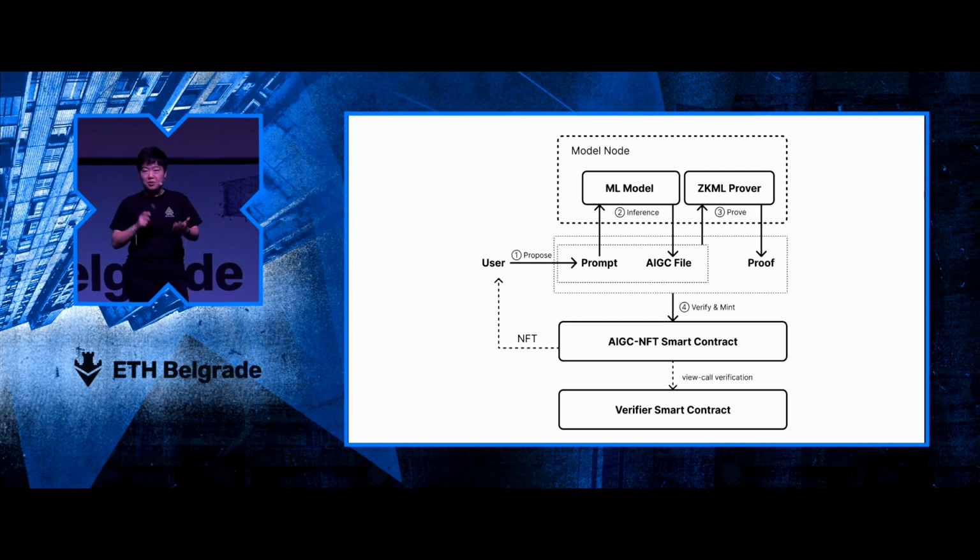And so now you don't just need the image to mint this NFT. You also need the prompt, along with the proof and the image, or any other form of media that your AI model, your machine learning model, generates. Right? And this generation process is verified by a ZK verifier contract, and then you mint it as an NFT.